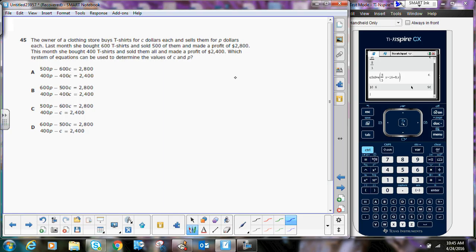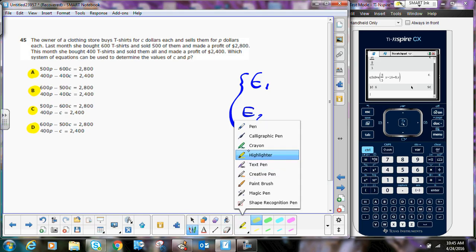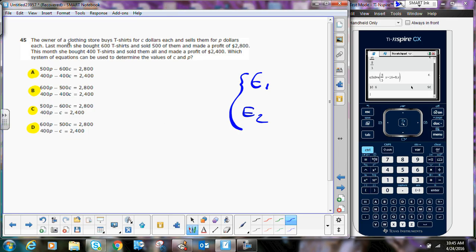Now, system of equations. Always when we have a system of equations, we think about equation 1 and equation 2. In this case, have a highlighter, because they did not ask to solve, but they ask which system will match the verbal description. So this is what we're going to do. The owner of a clothing store buys t-shirts for $C each and sells them for $P each. So we have somebody buying t-shirts and then selling t-shirts.